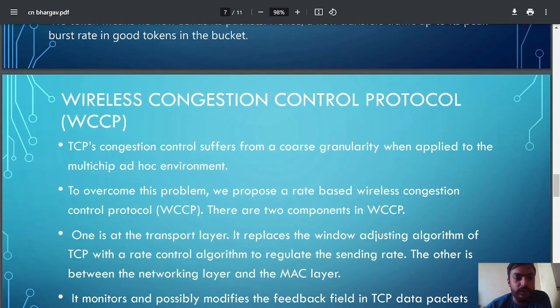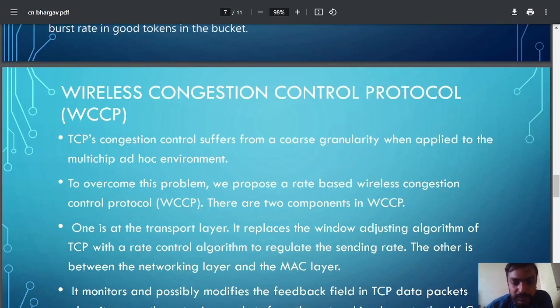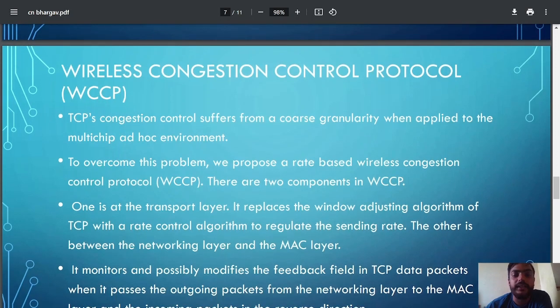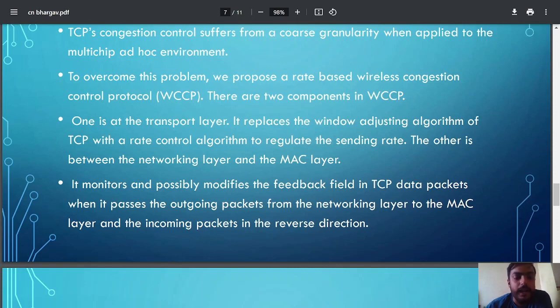Wireless congestion control protocol. TCP's congestion control suffers from a problem when applied to the multi-hop ad hoc environment. To overcome this problem, we propose a rate-based wireless congestion control. There are two components in WCCP. One is the transport layer. It replaces the window adjusting algorithm of TCP with a rate control algorithm to regulate the sending rate. It monitors and possibly modifies the feedback field in the TCP data packets as it passes the outgoing packets from the network layer to the MAC layer, and the incoming packets in the reverse direction.